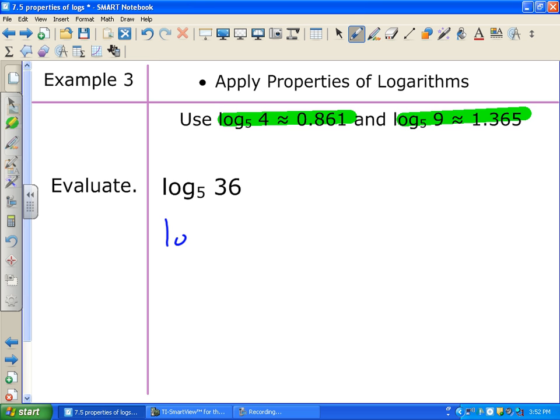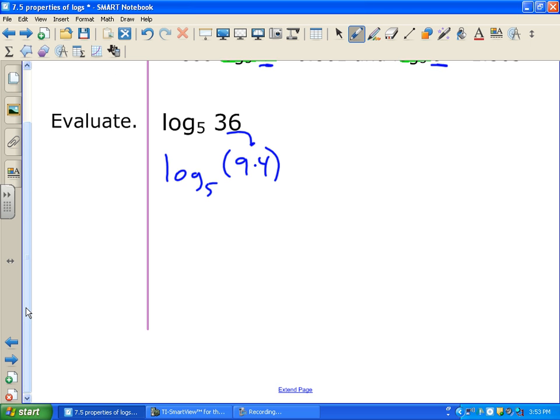Because I can rewrite log base 5 of 36. Instead of writing the number 36, I'm going to write it as 9 times 4. Because 9 times 4 is 36. Notice we've done a lot of rewriting in this chapter. And the reason I'm going to rewrite it as 9 times 4 is, well, that's what they gave me over here. Since I now have multiplication, I can split this as log base 5 of 9 plus log base 5 of 4.